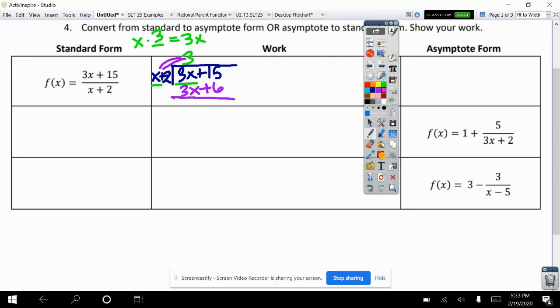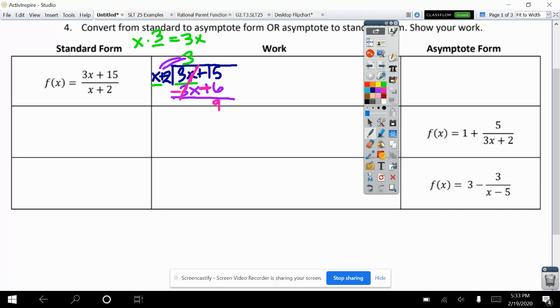So my next step is to subtract. I have to subtract both of the terms I just wrote down. So I have to subtract 3x and subtract 6. So 3x minus 3x cancels, and 15 minus 6 becomes 9. Okay, so normally I would go on and try to figure out x times what gives me 9, but there isn't anything I can multiply x by to get a constant like 9. So that means that I'm done, and I just have a remainder of 9.